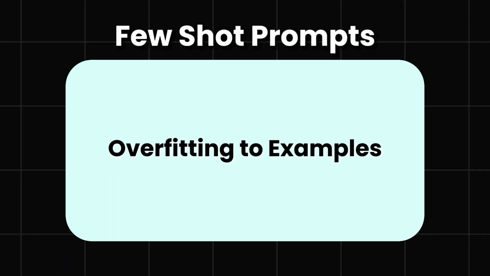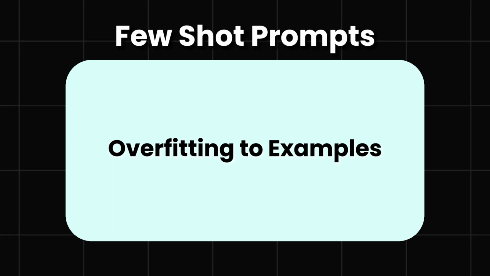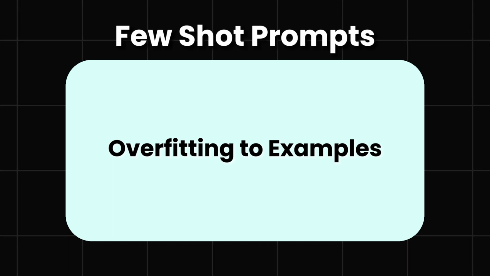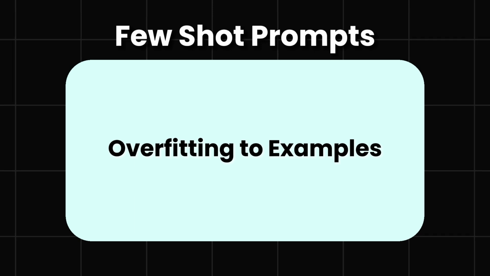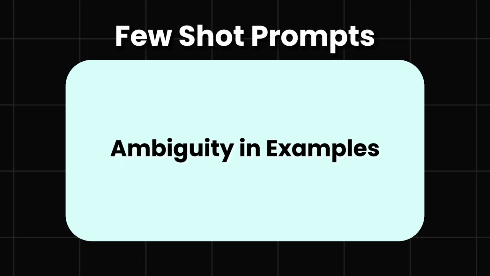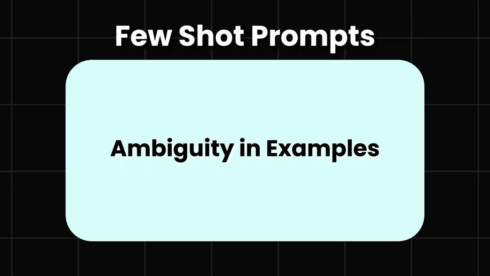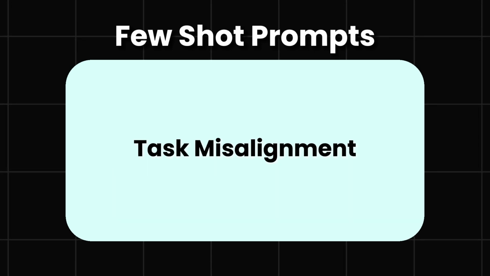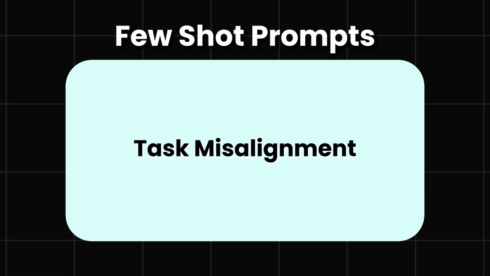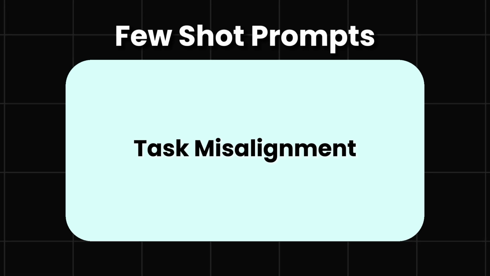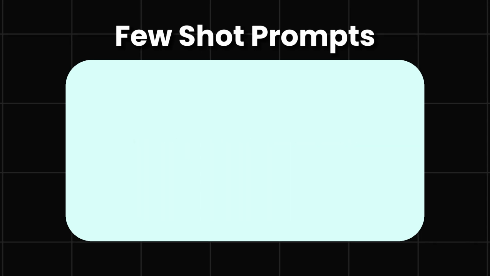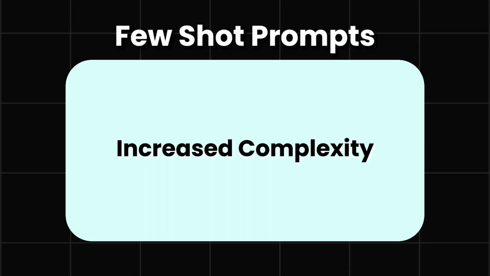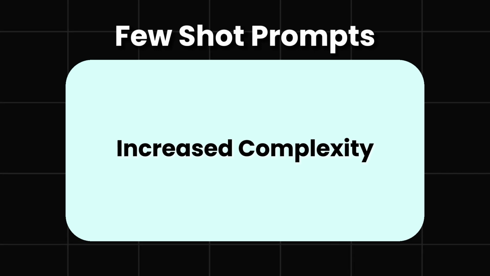Number one is overfitting to examples. The model may overfit to specific examples provided, leading to poor generalization on new inputs. And the next is ambiguity in examples. If the examples are not carefully chosen or ambiguous, they may mislead the model. Then we have task misalignment. The examples may not fully align with the task, causing the model to focus on irrelevant patterns. And finally, there can be increased complexity because few-shot prompts add complexity to the input, which may confuse the model or lead to suboptimal outputs.